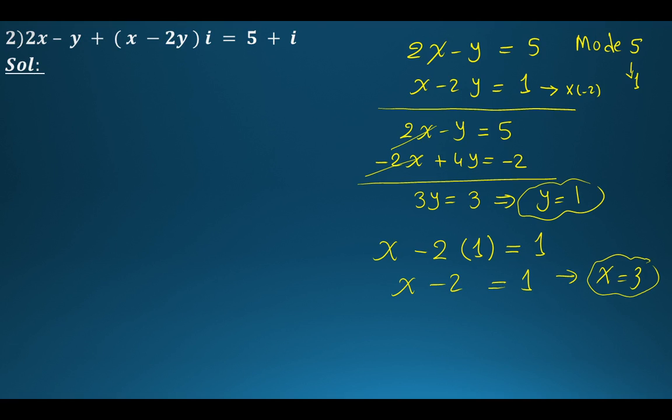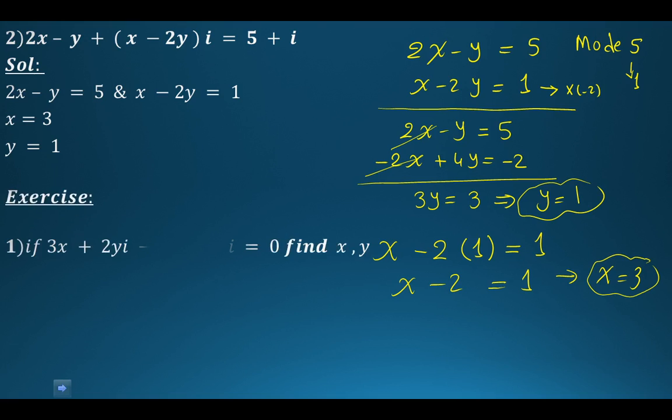Okay. You can see the steps of the solution, but here I solve this equation using a calculator. When you write mode 5-1, it will ask you about a, the coefficient of x, equals 2, b, the coefficient of y, equals negative 1, c equals 5, and in the other line a equals 1, b equals negative 2, and c equals 1. If you press equal, the answer will be x equals 3 and y equals 1.